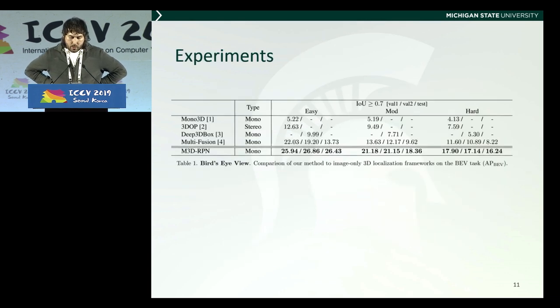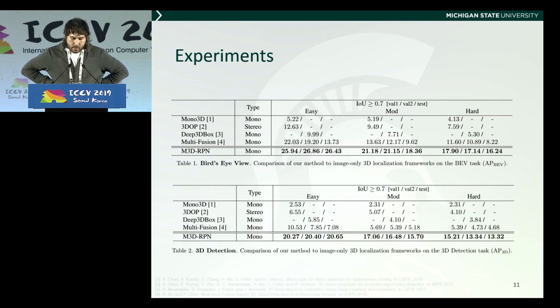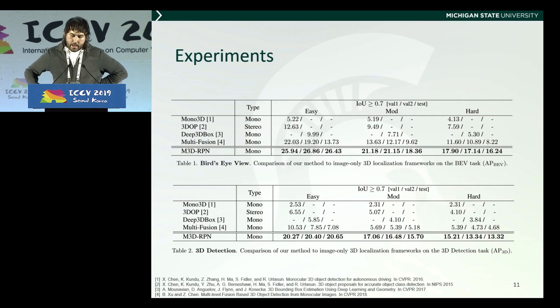Here we detail some of our core experiments, firstly on the bird's eye view localization task, on which our single shot method significantly outperforms prior art by about 8 percentage points. Then on the more challenging task of monocular 3D object detection, the margin for improvement is more evident, at around 3 times the performance of prior art.